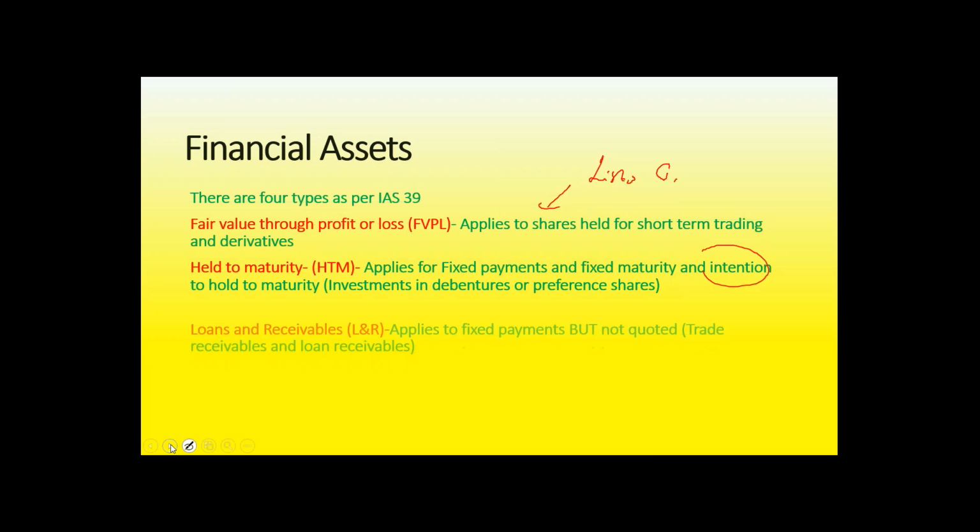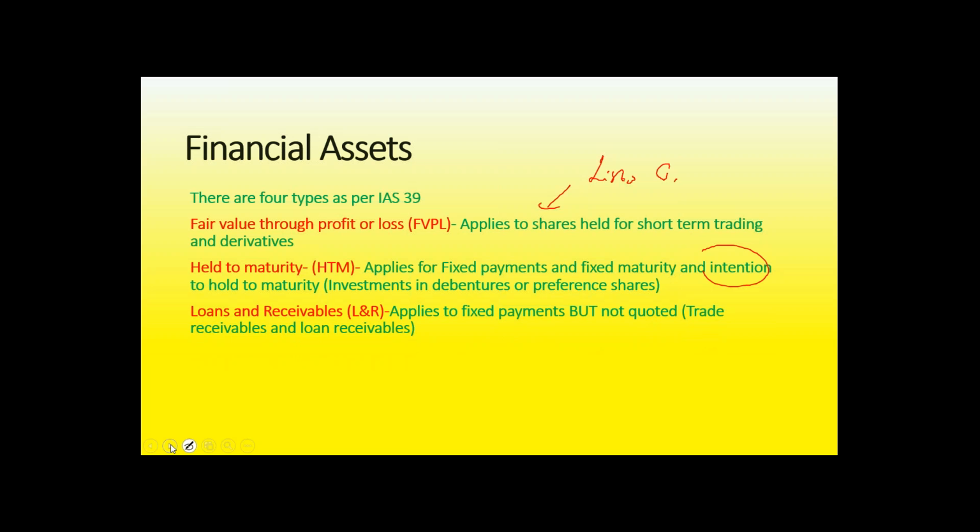Then we have the loans and receivables, but they are surely not listed. So simply the trade receivables, or if you give me a loan, they are not quoted on the stock exchange. So there you don't have a market value, and that is why you go on amortized cost for loans and receivables. So you have to use amortized cost for this one.